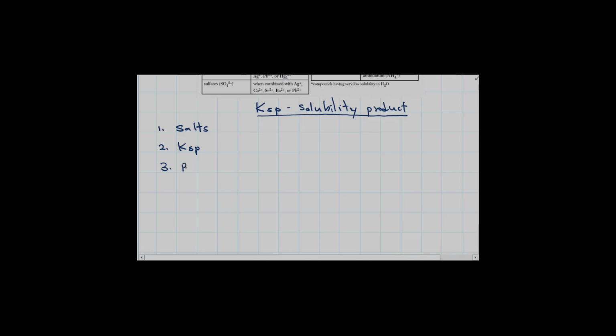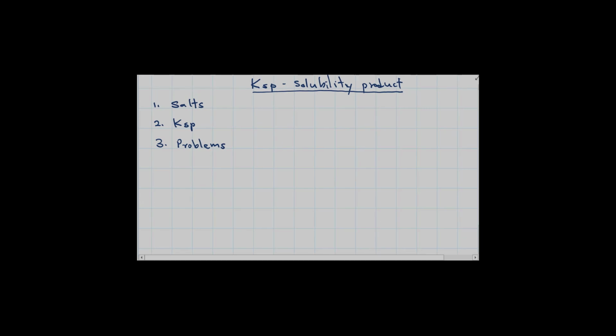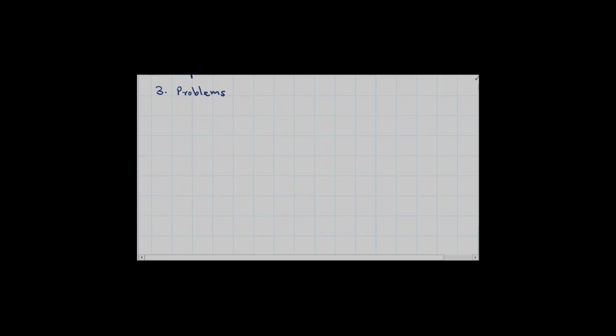Hello. In this video, we're going to talk about the Ksp, salts, what is Ksp, and some problems. So let's get started with a beaker. This beaker has a salt crystal, and we add some pure water. The pure water is the solvent, and the salt is silver chloride, and it's going to dissolve, right?